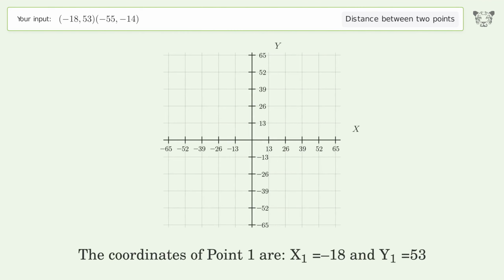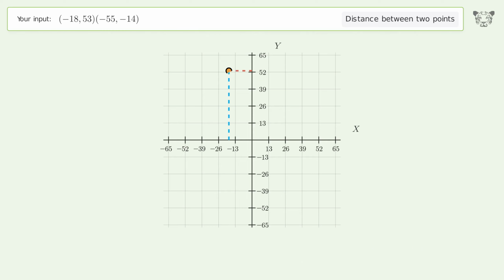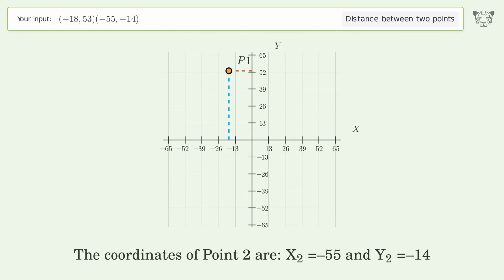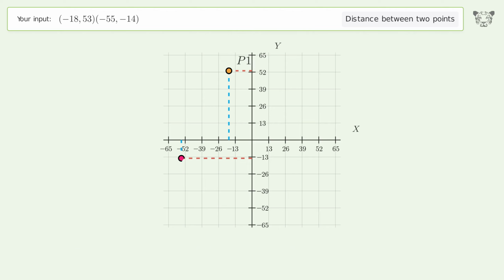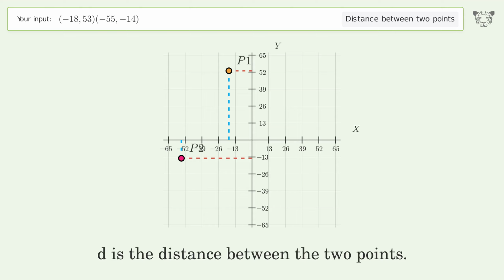The coordinates of point 1 are, x1 equals -18 and y1 equals 53. The coordinates of point 2 are, x2 equals -55 and y2 equals -14. D is the distance between the 2 points.